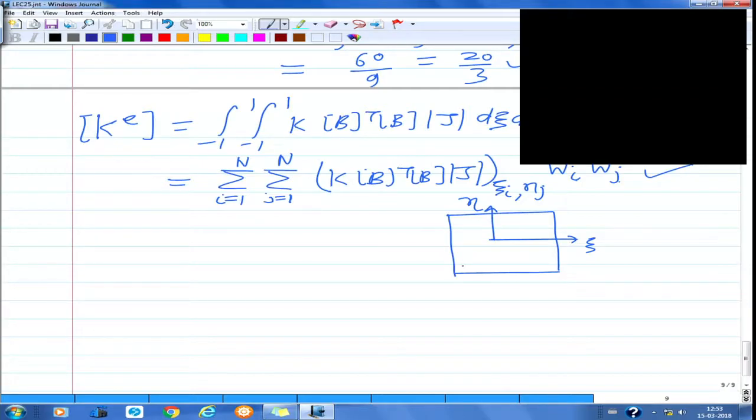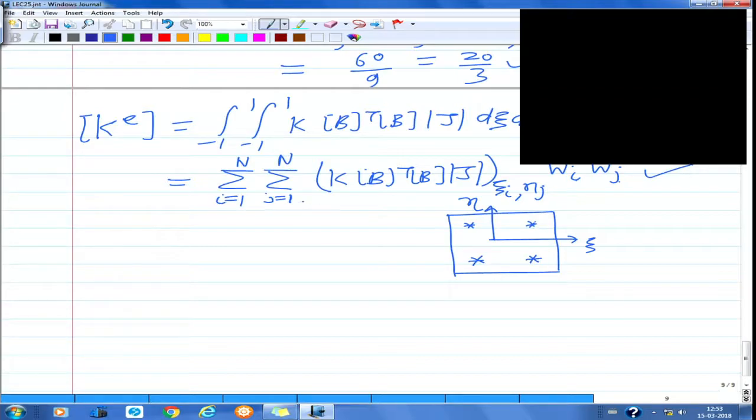So what it actually means is that I will have one point here, say xi 1 eta 1, then I will have another point here xi 2 eta 1, then I will have a third point which is xi 1 eta 2, and then xi 2 eta 2. So we will actually have 4 points in all when we are evaluating this integral, because I is going from 1 to 2, and for each I, j is going from 1 to 2. So ultimately we will get 4 terms.